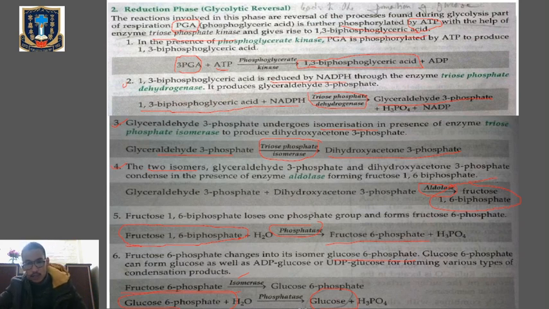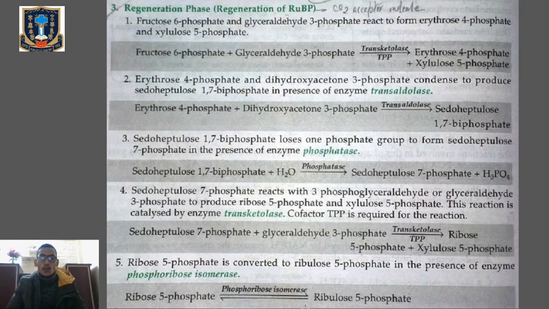Now let's talk about the last phase, which is called the regeneration phase, where there will be regeneration of RuBP, the carbon dioxide acceptor molecule. Okay, so here what I mean is that the fructose 6-phosphate and the glyceraldehyde 3-phosphate. Okay, look over here, the first one. So in this particular regeneration phase of the C3 cycle, the fructose 6-phosphate and the glyceraldehyde 3-phosphate will react to form erythrose 4-phosphate and xylulose 5-phosphate.